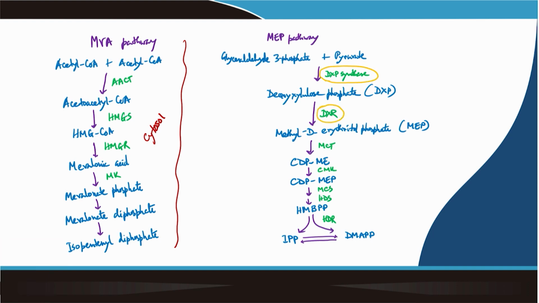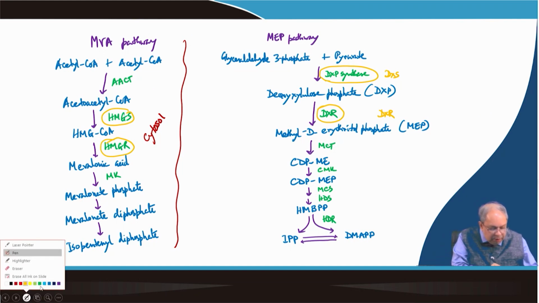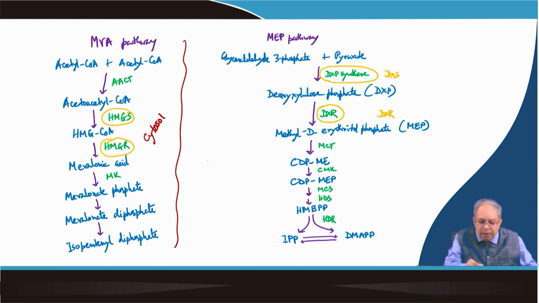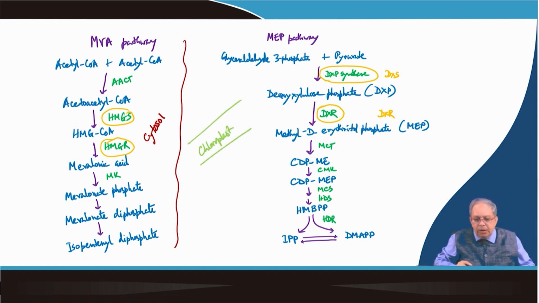but you only try to remember DXP synthase or DXS and DXR, because these are the two important and rate limiting enzymes. Here HMG CoA synthase and HMG CoA reductase, these are the important regulatory enzymes. So, this you must try to remember, and this pathway is basically operating in the plastid, chloroplast. This is the fundamental difference.